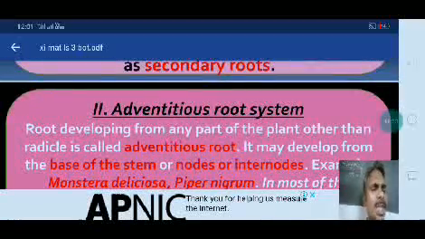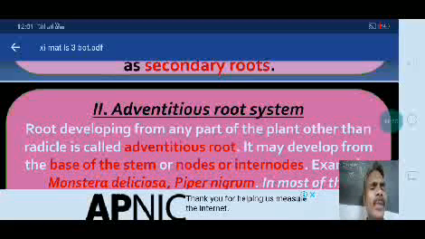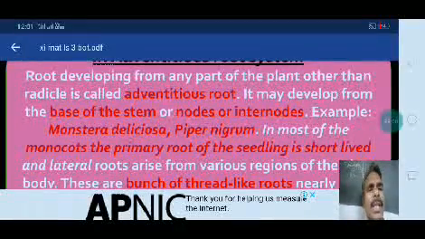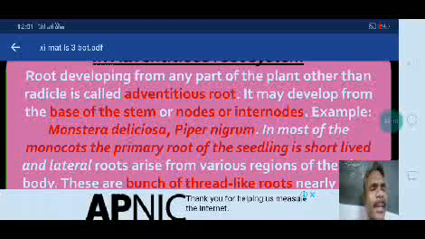Next we pass on to adventitious roots. Roots developing from any part of the plant other than the radicle are called adventitious roots. They may develop from the base of the stem, or nodes or internodes. Examples: Monstera, Dracaena, Piper nigrum.